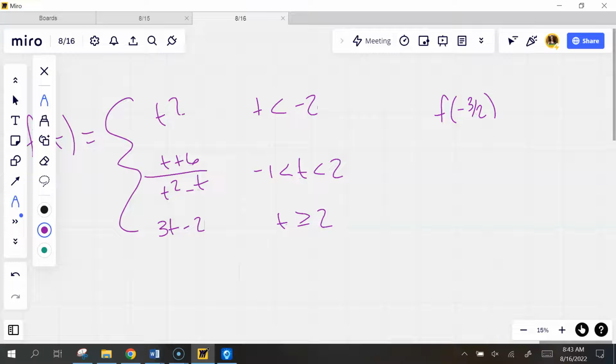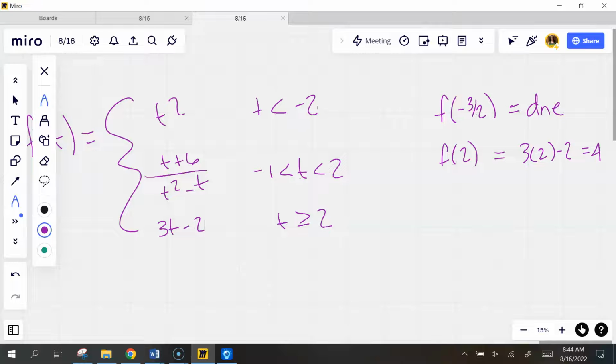You are right. It's not defined there. Definitely not a continuous function. How about f of 2? Which one do you use? The bottom one, 3 times 2 minus 2, which is 4.